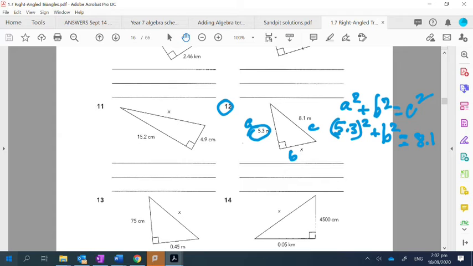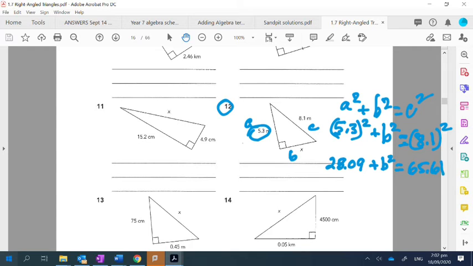Okay, you're always supposed to have them out. So what's 5.3 squared? Someone? 28.09. Okay. You were so close. Plus B squared. We can't do anything to that because we don't know what it is. What's 8.1 squared? 65.61.